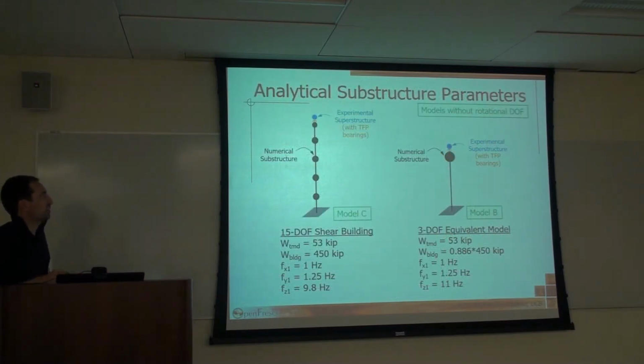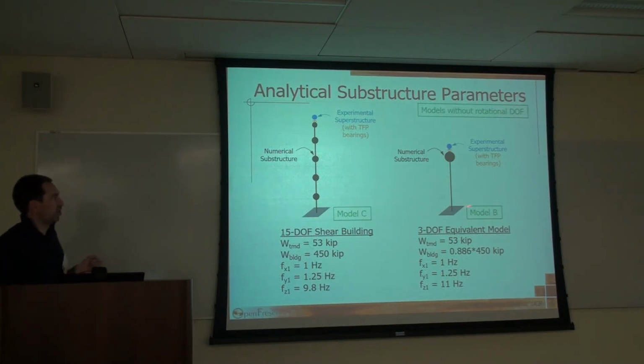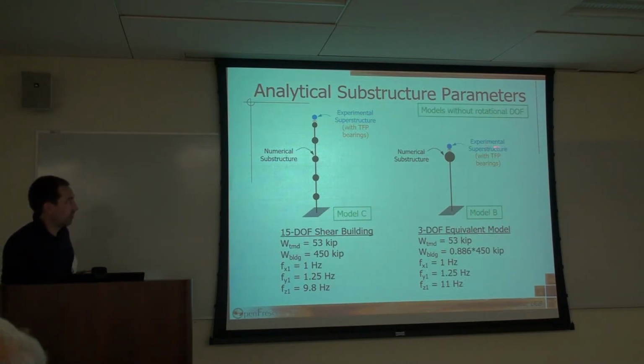In terms of analytical substructures, what we did, we basically created different models. So I have what we call the models without rotational degrees of freedom, a model B and a model C. Starting off with model B, I had a very simple structure, just a 1 degree of freedom substructure. And again, this represents the whole tall building, okay? And that's basically what Shangao was saying.